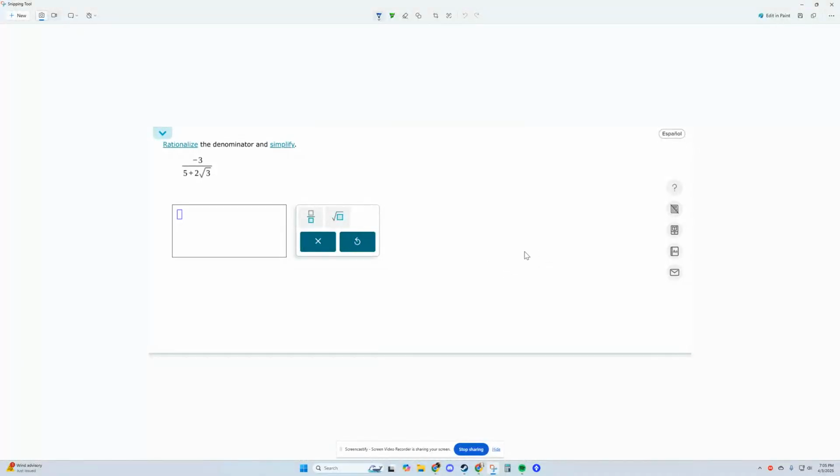Hey there. Okay, let's talk about rationalizing the denominator. Rationalizing means we cannot have an irrational number in the denominator. So we want to get this to be gone. And if it was just like negative 3 over 2 root 3, we could just multiply it by 2 root 3 to both sides, and that will multiply to be rational.